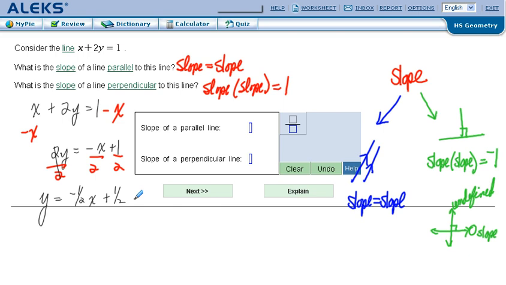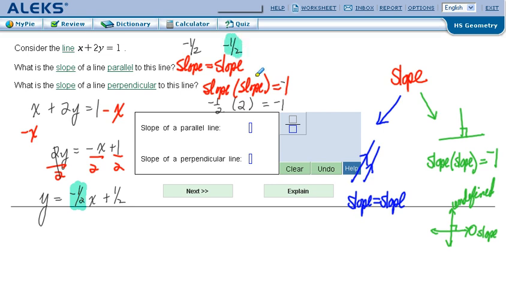From here, we can determine that the slope of our given line is -1/2. So for parallel, slope equals slope, it's going to be -1/2 and -1/2. For slope times slope, we're going to do -1/2 times what equals -1. And of course, what would go here would be +2.